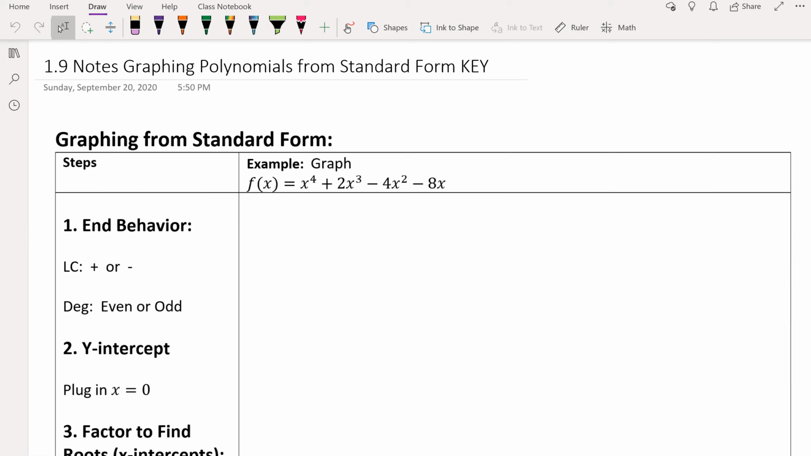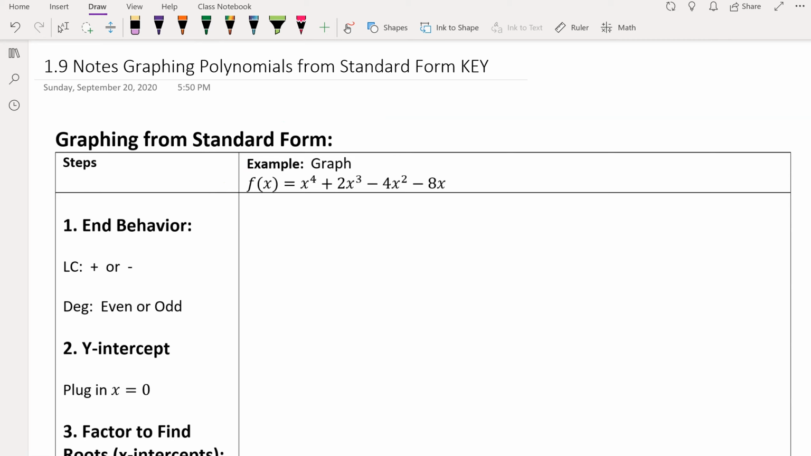All right, y'all. Today we are going to continue graphing polynomials, but we are going to graph from standard form today. So go ahead and get your notes title in your notebook, graphing polynomials from standard form, and then get down this example. We are going to do this problem. Graph f of x equals x to the fourth plus 2x cubed minus 4x squared minus 8.